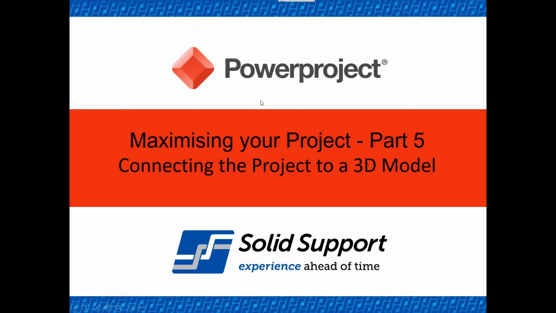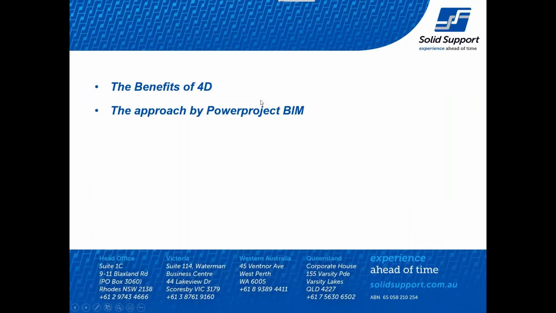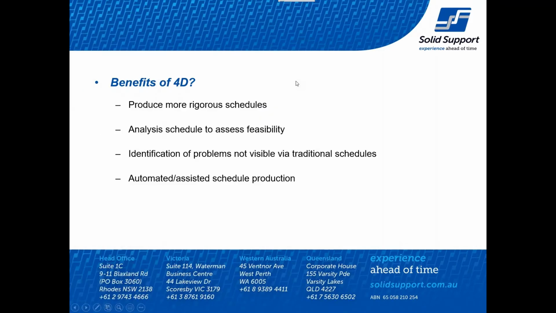We'll first look at the agenda, and hopefully you can see my screen updating there, and you should see what we're going to be looking at. We're going to look at the benefits of 4D, and when we talk about 4D, we're talking about taking the 3D model, taking your timeline project, and connecting the two together to create a 4D simulation of what the project is actually going to look like. Then we're going to look at how we've approached it from the Powerproject side to make this simple and easy to use.